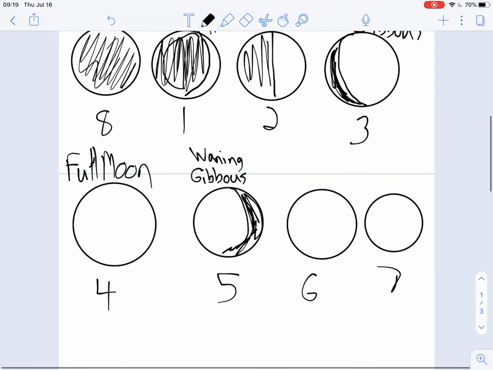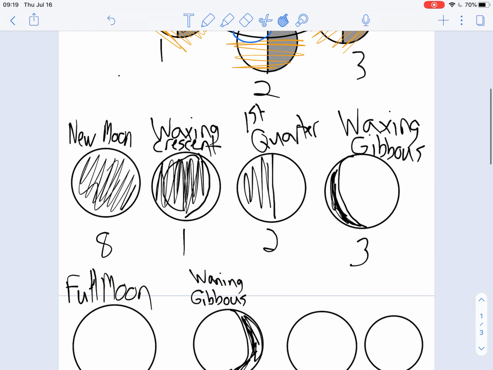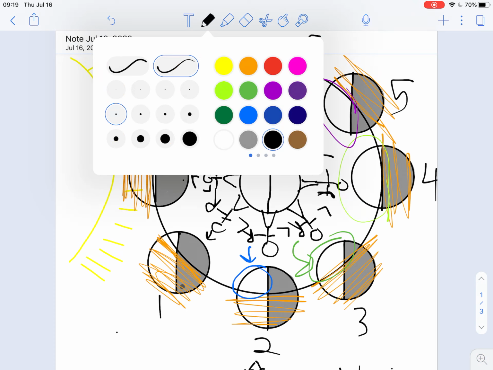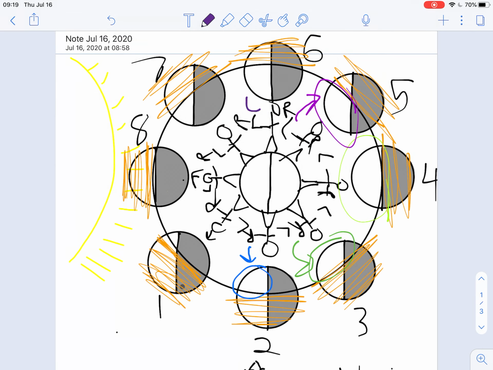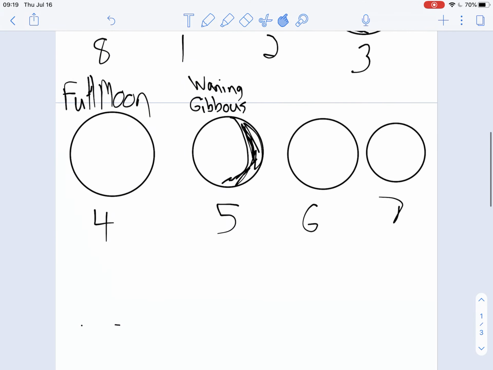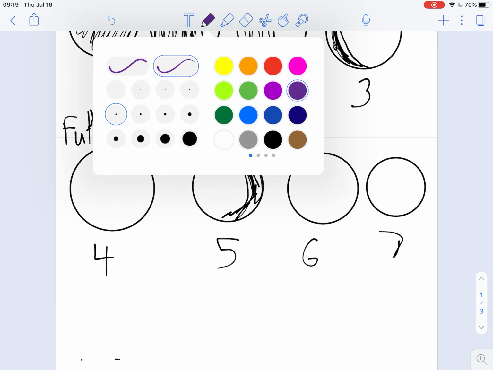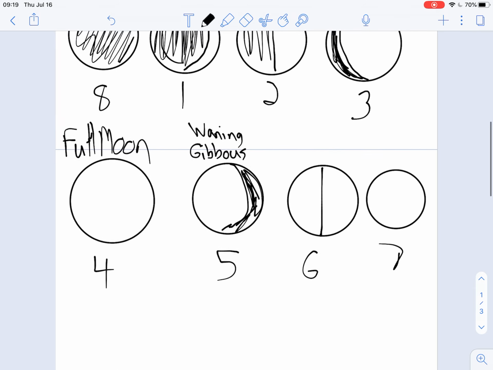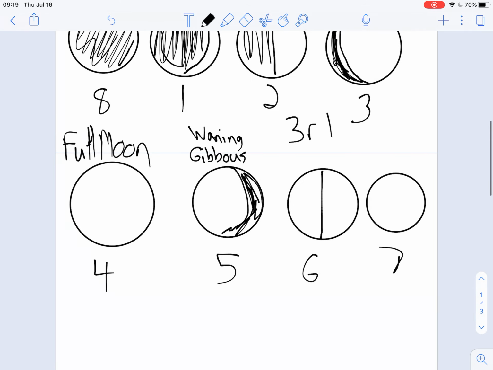Okay? And by the same logic, the left side here is illuminated and the left side here is illuminated. Here we're seeing half. Here we're seeing only a quarter of it. Less than half. So for this guy, you should notice the pattern here. This is called a third quarter now. Okay, I'm just going to write third quarter.